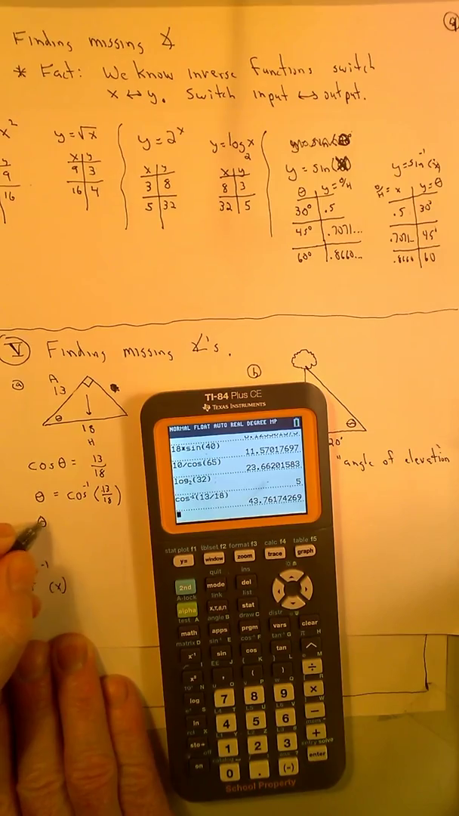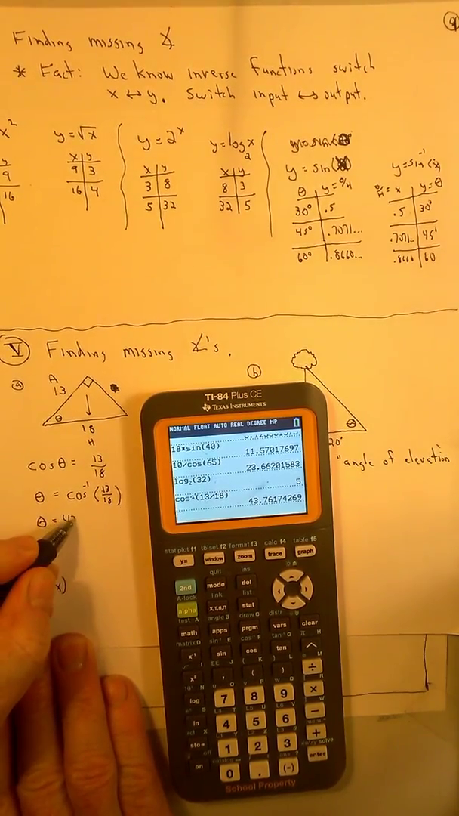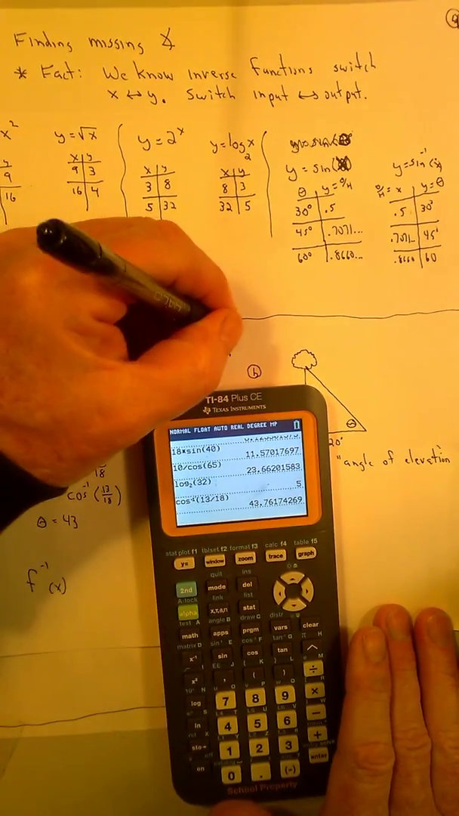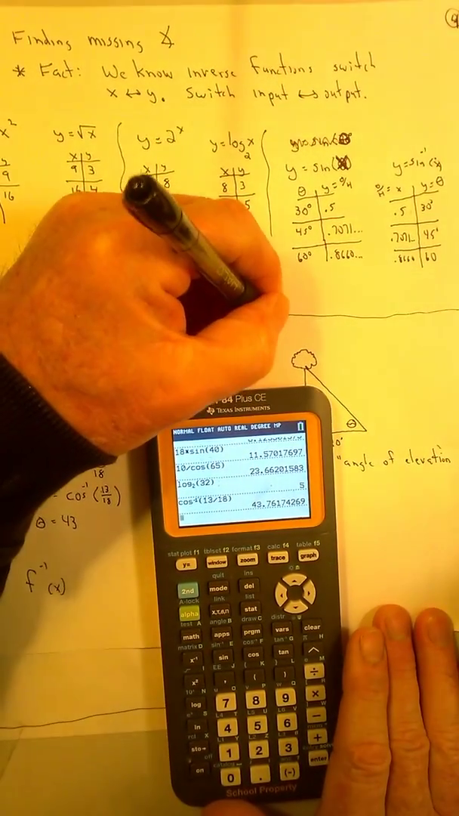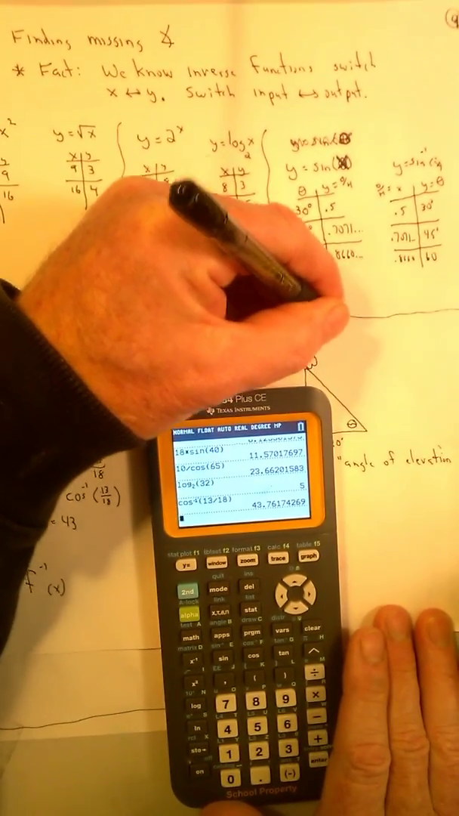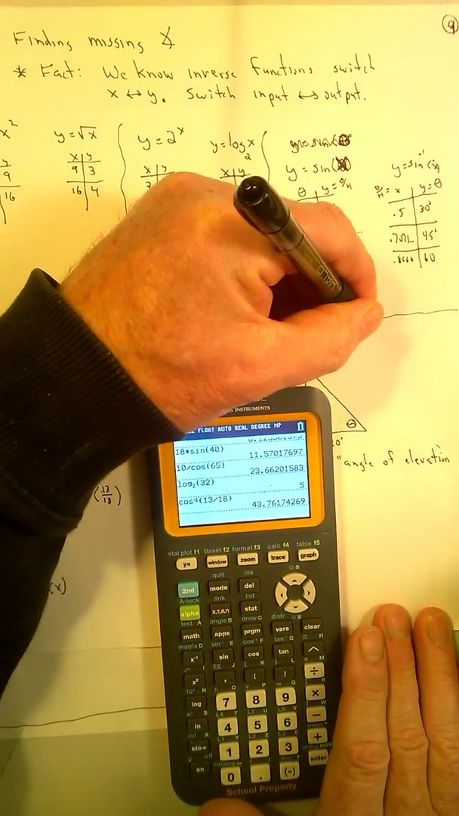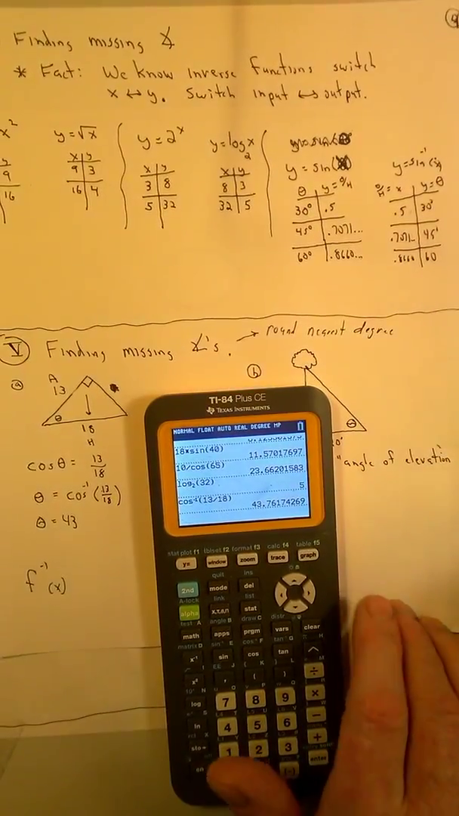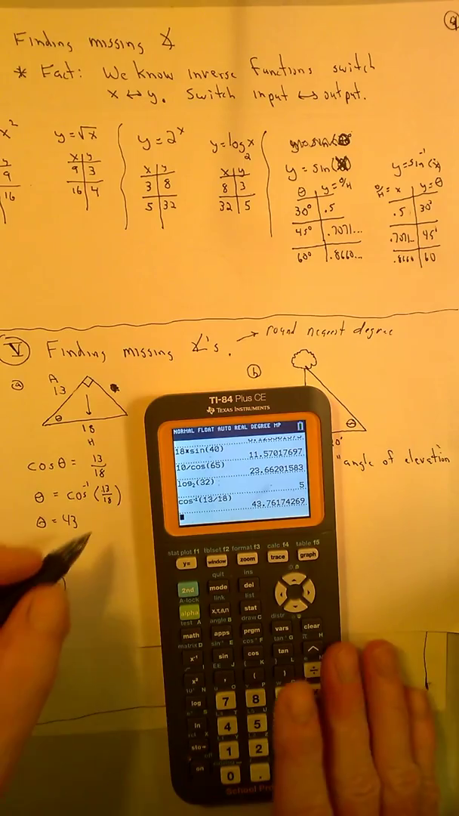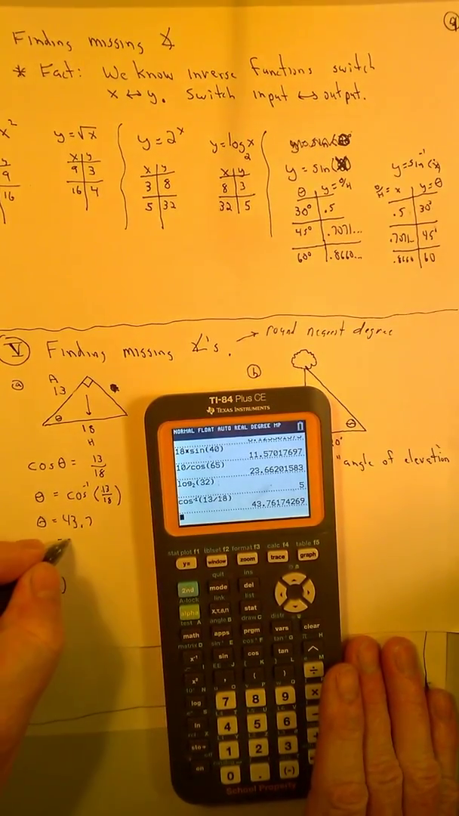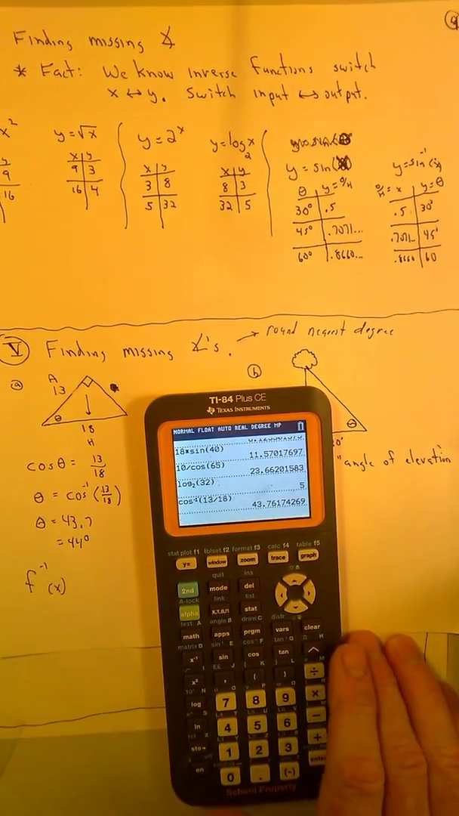So theta is 43. What do you want to round to? Let's round to the nearest degree. So let's round to the nearest whole degree. So 43.7 is 44 degrees.